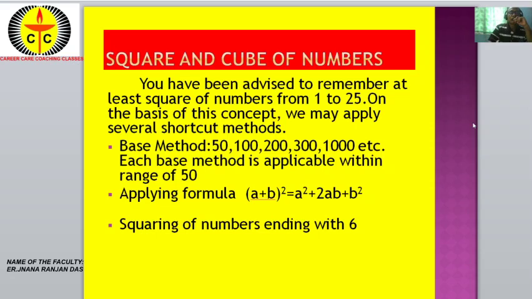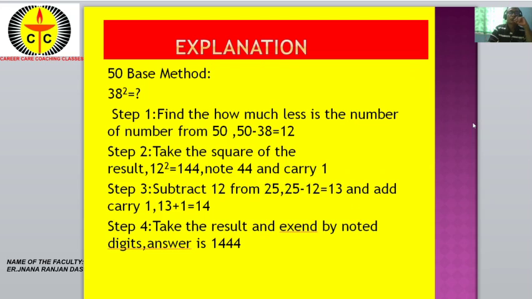For the rest of the numbers, we can apply the break formula, that is (a plus b) whole square, which is a square plus 2ab plus b square. Similarly, we can apply a method for squares of numbers ending with the digit 6. So this is the explanation for square of the numbers, and now bit by bit we will proceed.